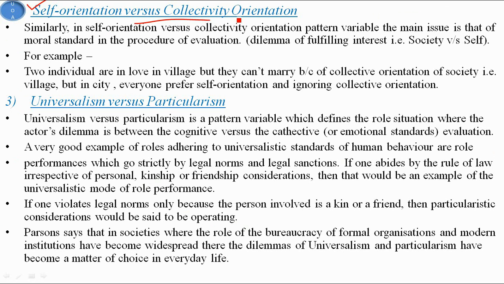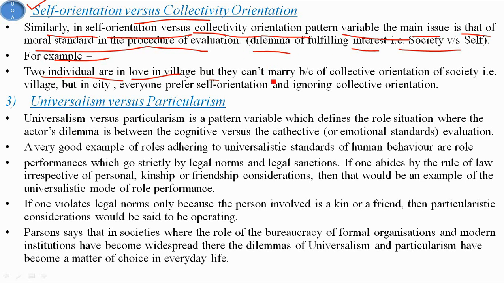The second one is self orientation versus collectivity orientation. In this pattern variable, the main issue is that of the moral standard in the procedure of evaluation, the dilemma of fulfilling interest, that is, society versus self. For example, when two individuals are in love in a village but cannot marry because of the collective orientation of society, that is the village, but in the city everyone prefers self orientation and ignores the collective orientation.